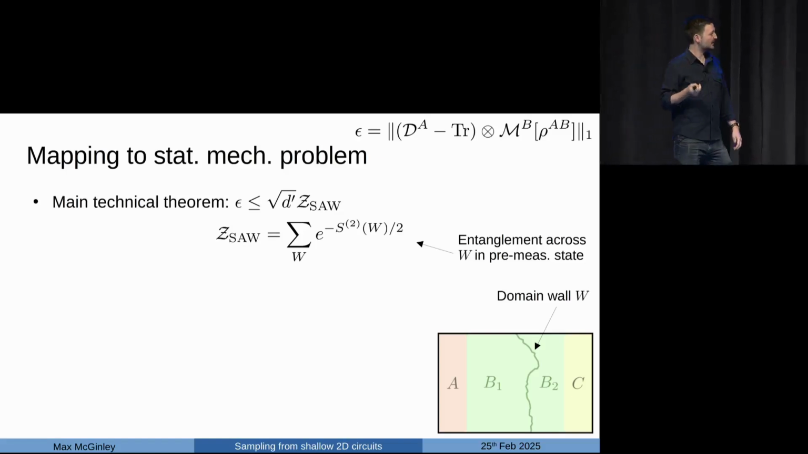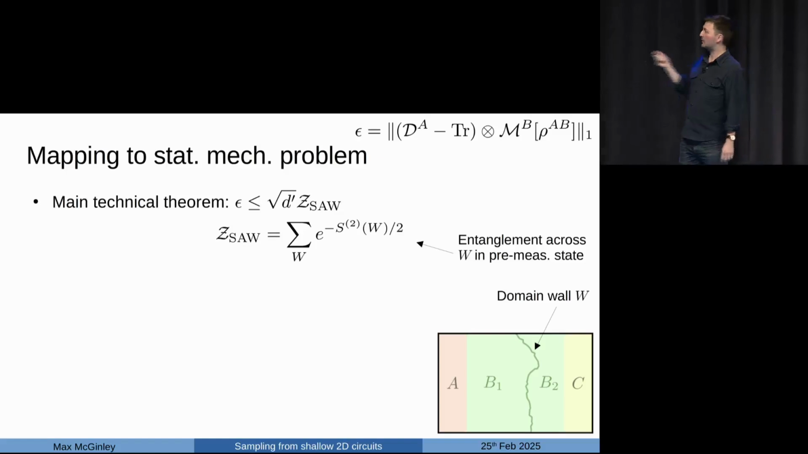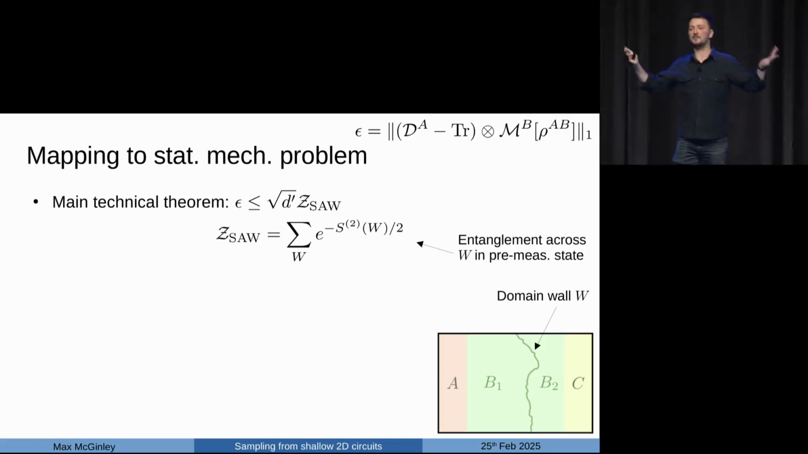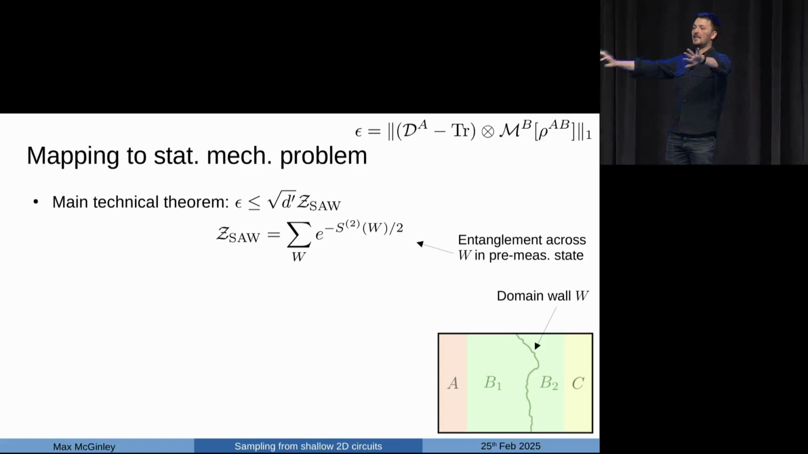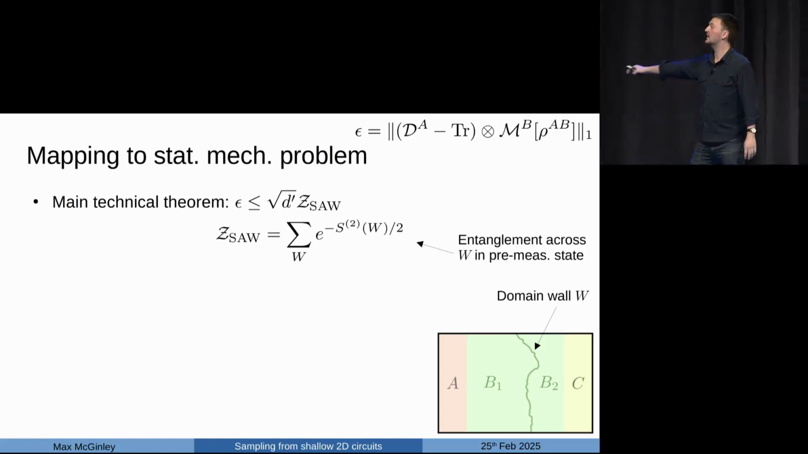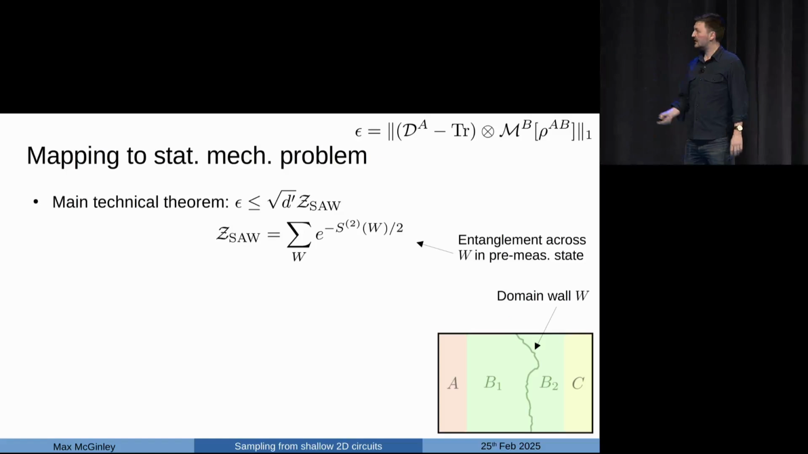So just to unpack this expression, this is a sum over W here, where W is any domain wall that separates A from C. So in other words, we can just think about bipartitions for which each side of the partition is a connected region, and A is on one side and C is on the other. And there are obviously many ways to do this, and this is the bound we get.